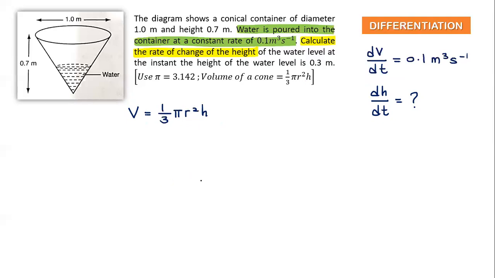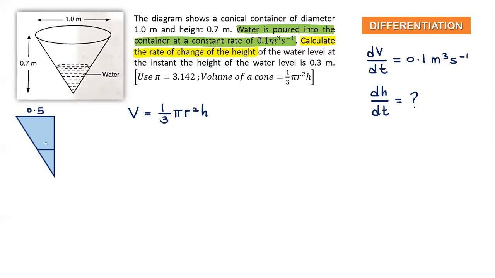For that substitution, I'm going to use this idea. Look at the diagram. The diameter and the height are already given. So I'm going to draw a small triangle like this, where this is the diameter, this is the radius, and this is the height. I'm going to take out the triangle for you here, where this is your radius. The diameter is 1.0, that means your radius is going to be 0.5.